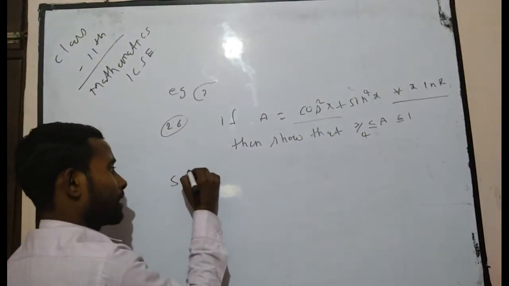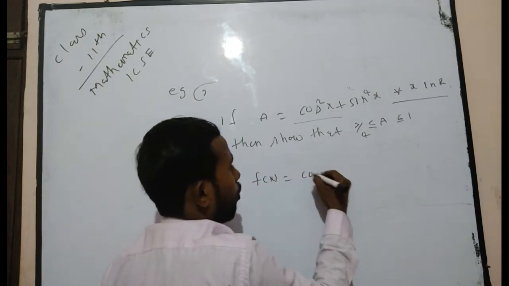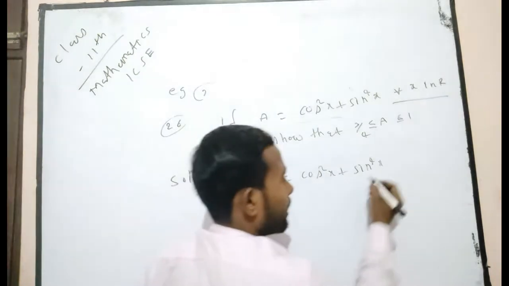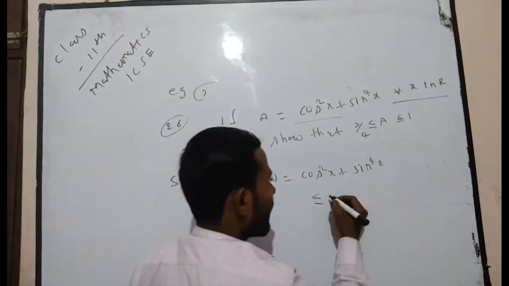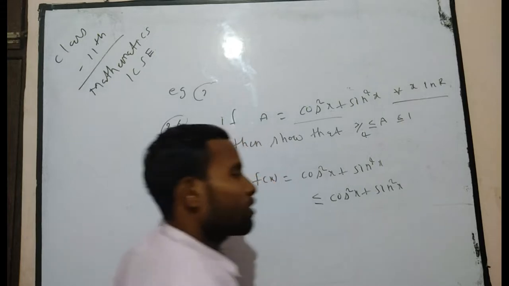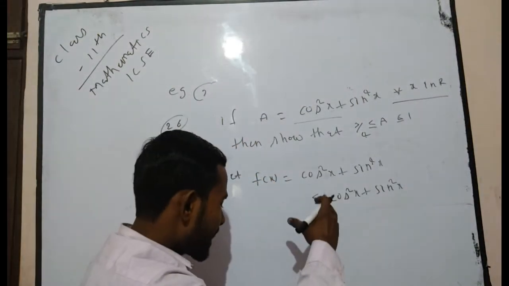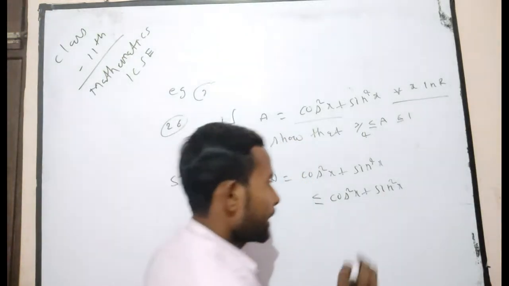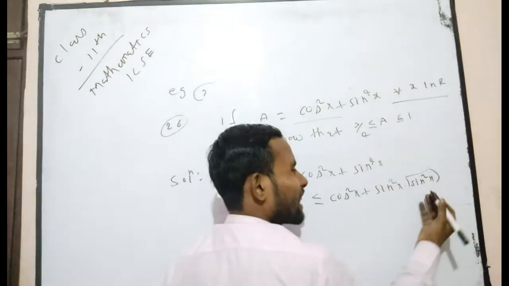It is very simple. There is a concept. Let f(x) is equal to cos square x plus sin x power 4. As you know, suppose that it is always less than or equal to what? Cos square x plus sin square x. How can you say about it? Because cos square x plus sin square x is equal to 1. Its whole value will be 1, and if you multiply in this term sin square x, what can you say about it?